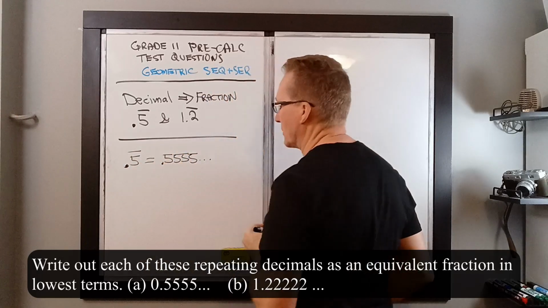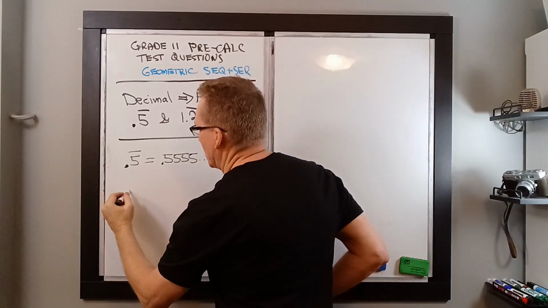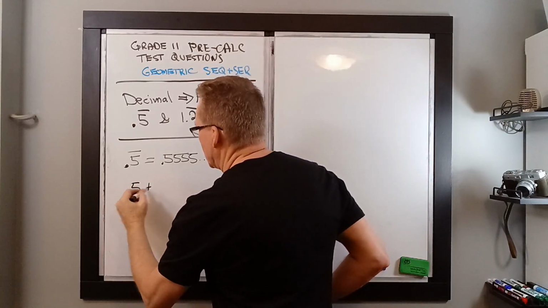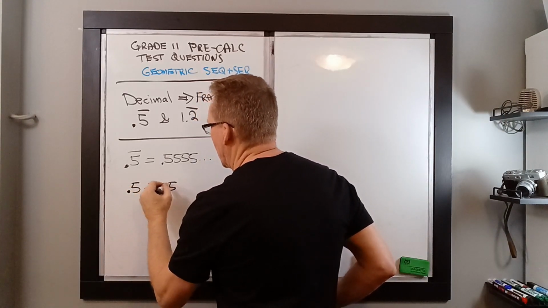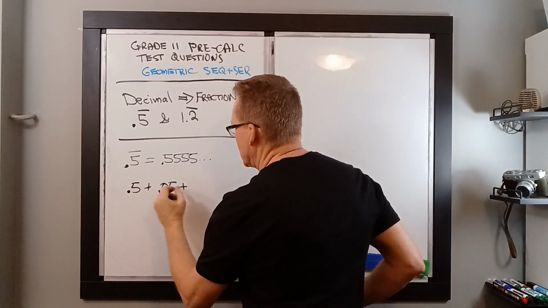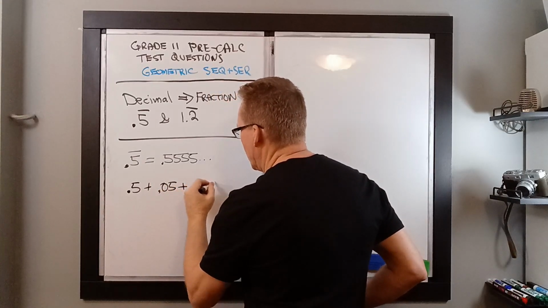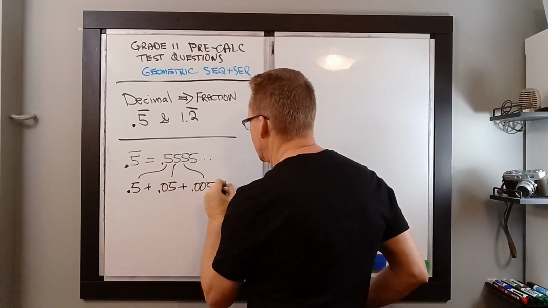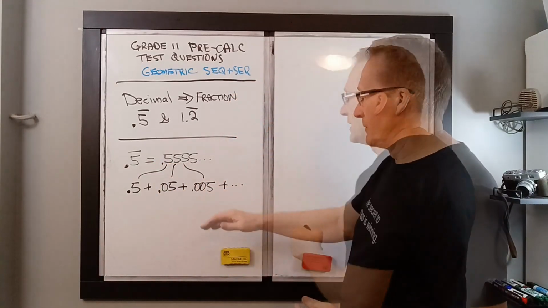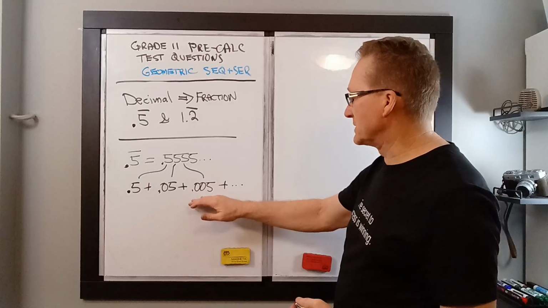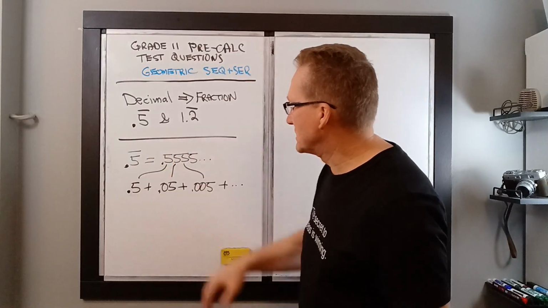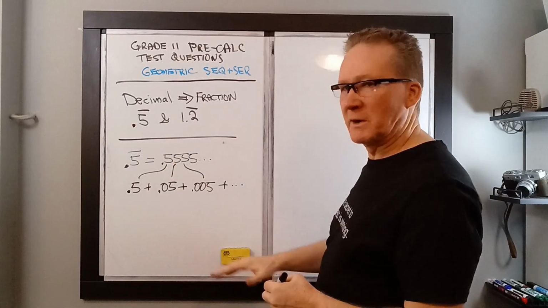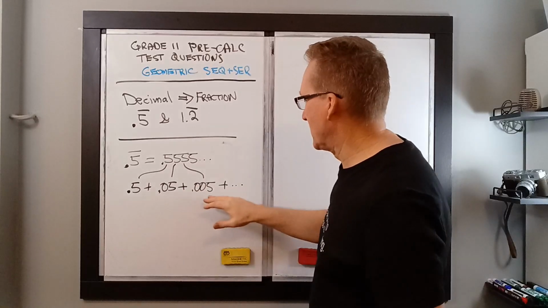0.5555 continuing onward, which if we wanted to write it this way, it would be 0.5 plus 0.05, that's the second term, plus 0.005, that's the third term, like that, plus ... So this would be an infinite geometric series added up to give us 0.5 repeat. So what can we learn about this geometric series here?